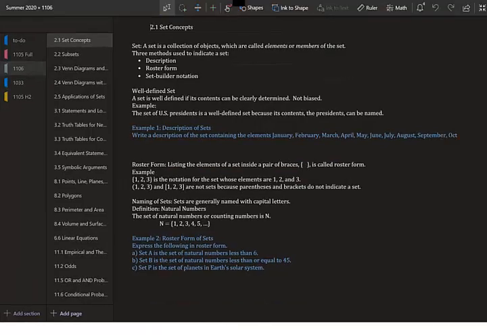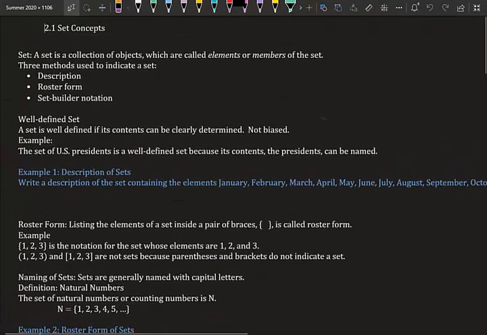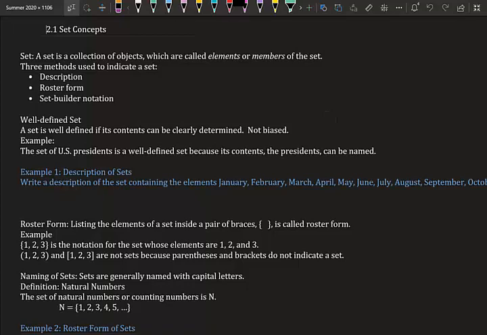2.1 Set Concepts. A set is a collection of objects which are called elements or members of the set. There are three ways to describe a set: description, which uses words, roster form, and set-builder notation. A set is well-defined if its contents can be clearly determined. It's not biased. For example, the set of US presidents is well-defined because its contents, the presidents, can be named.